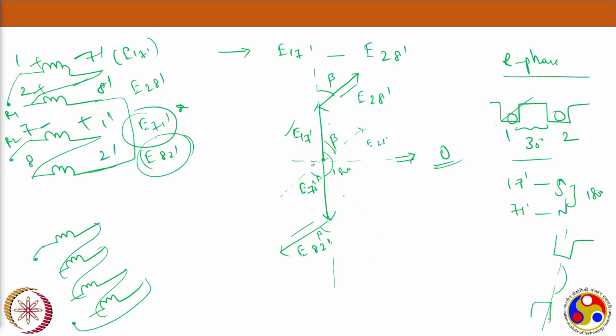So now if you look at the phase after grouping, whatever we had grouped. What we did: E17 dash, then came the E28 dash. This is positive and negative. We connected 17 dash to 28 dash. Right, that's correct. Then this is plus and minus, and we have minus plus here. Then this is 71 dash, and it is 82 dash. Again, these have minus and plus. We connected this one to this.